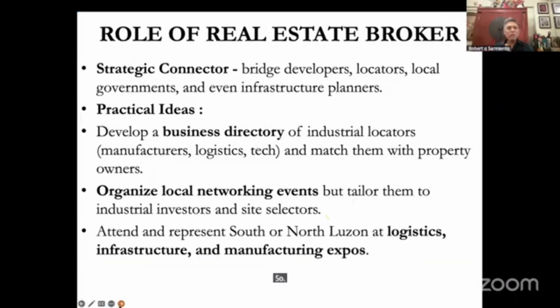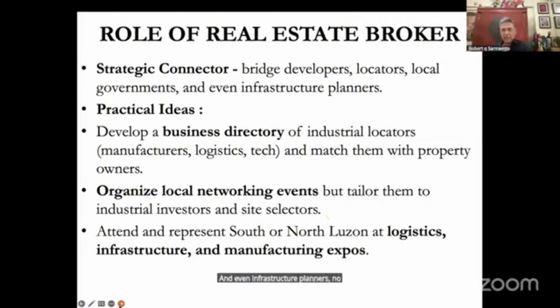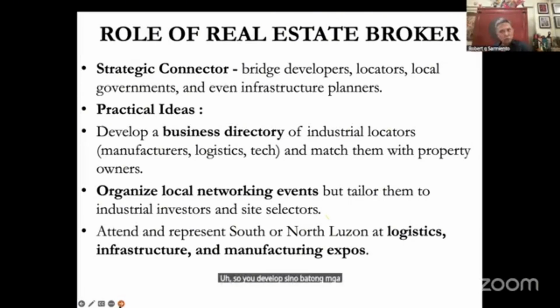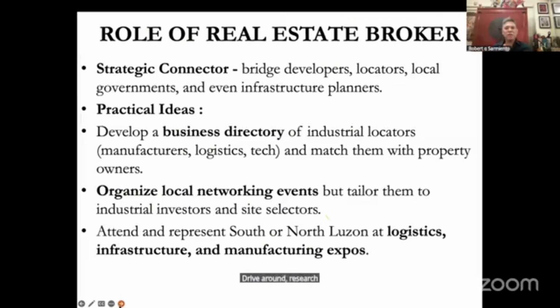So what's the role of a real estate broker? We're basically the strategic connector. We bridge developers, locators, governments, and even infrastructure planners, no? Like let's say sina Palafox, and the others. So you develop, sino ba itong mga industrial locator if you were to get into this? Drive around, research. Sino ba yung mga manufacturers? Sino ba yung nasa logistics? Sino ba yung nasa tech? Sino ba yung nasa mga cold storage? Match them. And then offer properties.